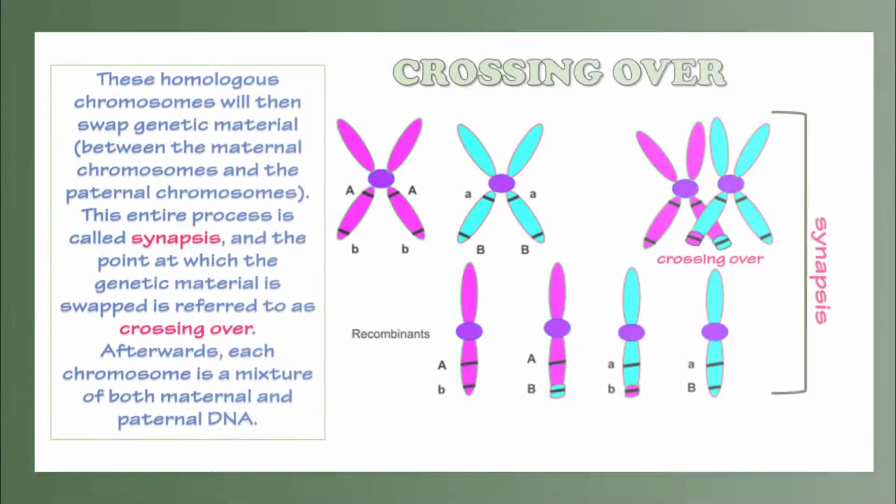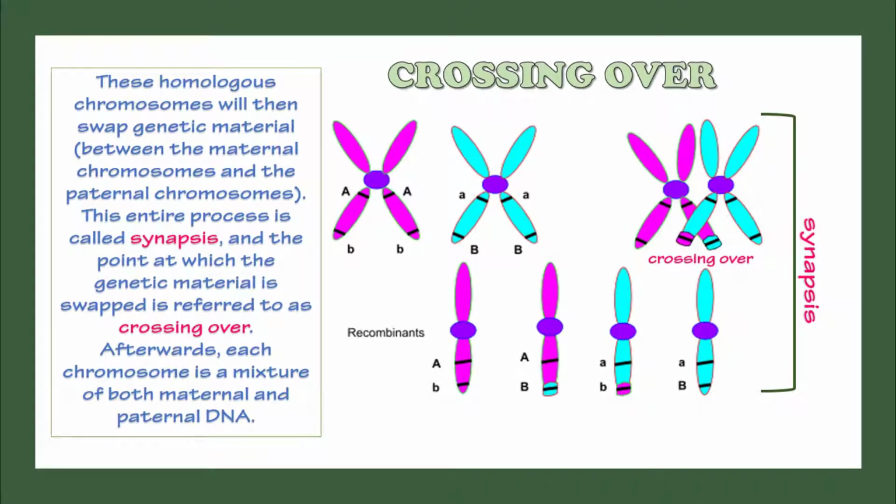Crossing over. These homologous chromosomes will then swap genetic material between the maternal chromosome and the paternal chromosome. The entire process is called synapsis, and just the point at which genetic material is swapped is referred to as crossing over. Afterwards, each chromosome is then a mixture of both maternal and paternal DNA.